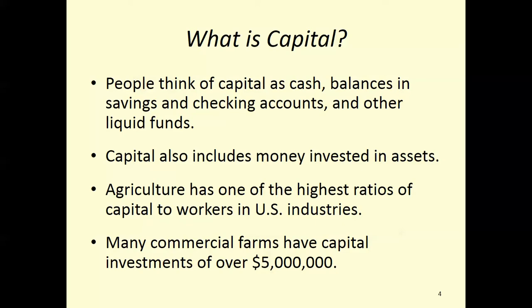First of all, what is capital? People think of capital as cash, balances in savings and checking accounts, and other liquid funds. But capital also includes money invested in assets. Agriculture has one of the highest ratios of capital to workers in U.S. industries. What that means is it's an industry that has a lot of capital per person.